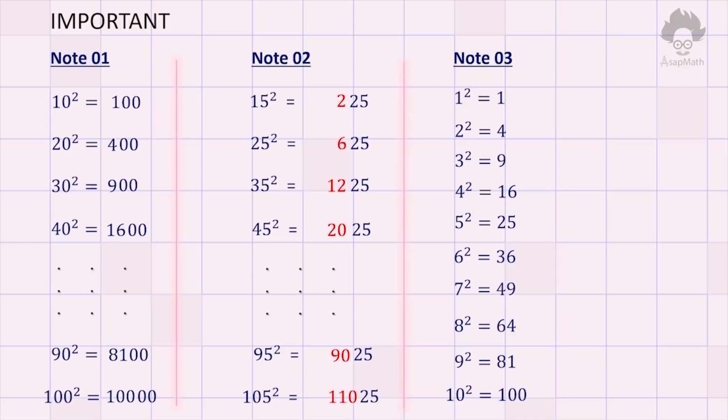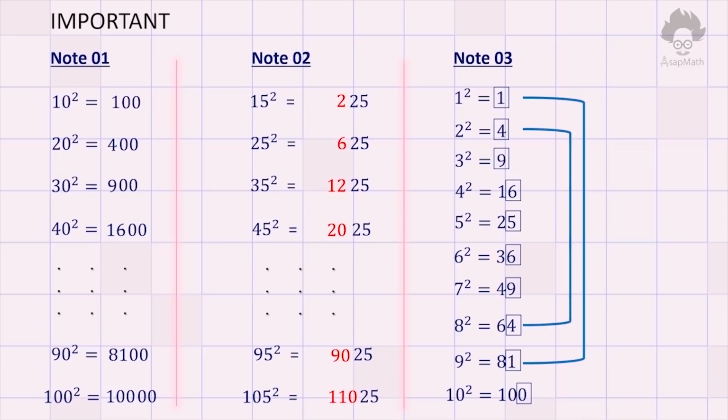If we just neglect 10 square, we can see a relationship in last digits. 1 square and 9 square will give 1 at the end. 2 square and 8 square will give 4 at the end. 3 square and 7 square will give 9 at the end. 4 square and 6 square will give 6 at the end.